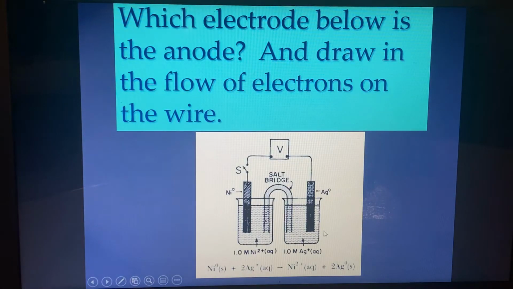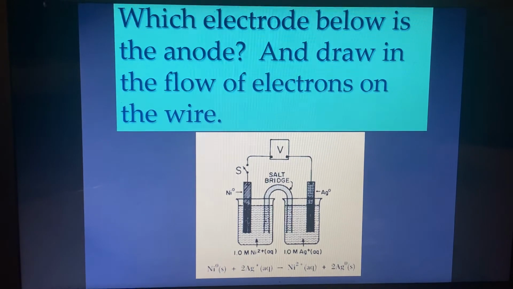All right, here we go. Quick review of last class. It says which electrode below is the anode, and draw in the flow of electrons on the wire. So first things first, you have a voltaic cell. You got two containers connected by a salt bridge. Remember, a salt bridge has one purpose: permit the flow of ions. That's it. Ions, not electrons. Electrons and ions are not the same thing. Another way to say it is it maintains neutrality, or keeps it balanced.